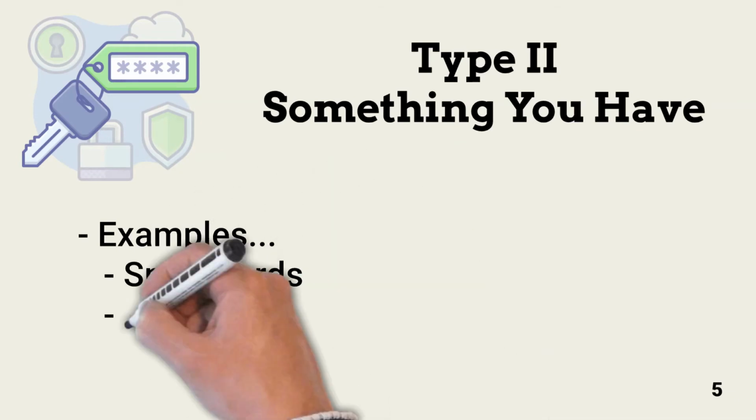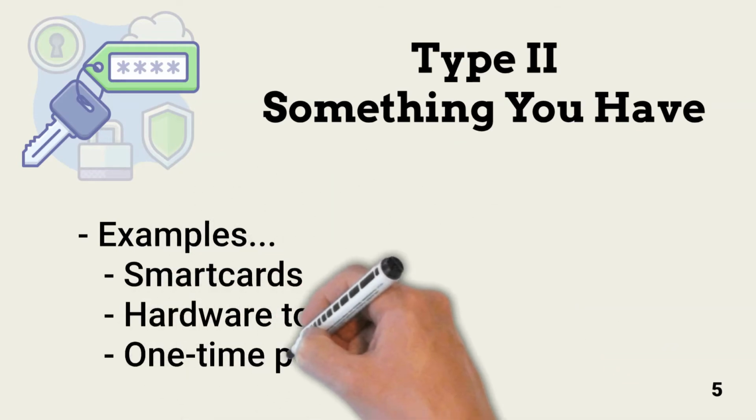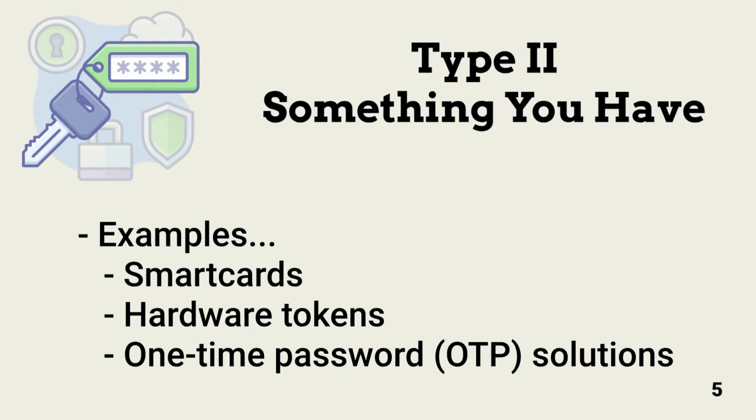Type 2 factors are things you carry. These include scannable smart cards and tokens that provide a one-time password. Another popular solution is use of an app on a cell phone that generates one-time passwords. The downside is that smart cards and one-time password generators can be lost or stolen.